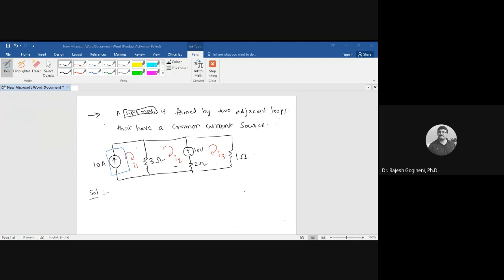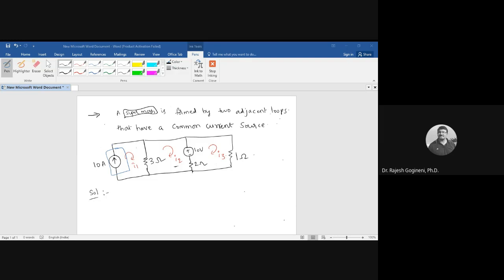So apply KVL to the two loops only, because the outermost loop contains the current source, as per super mesh analysis. So we can neglect the branch which consists of the current source in evaluating the mesh currents. Apply KVL to only the second loop and the third loop. Okay, so write the KVL.